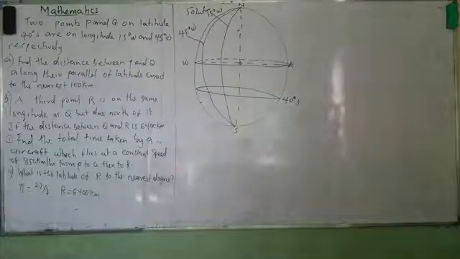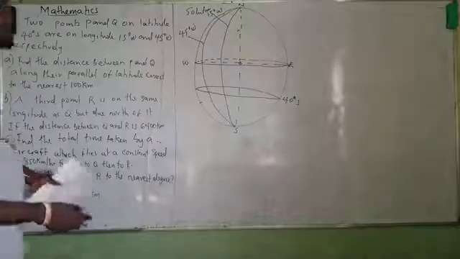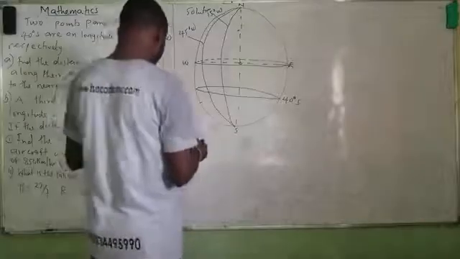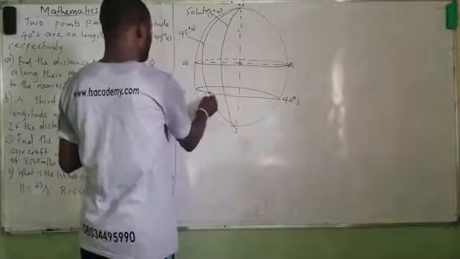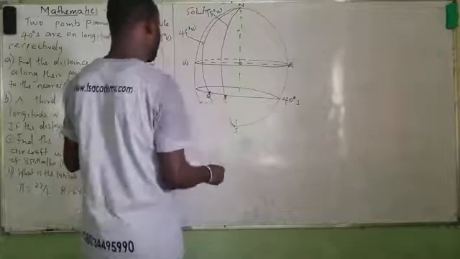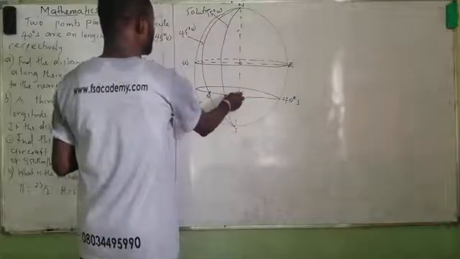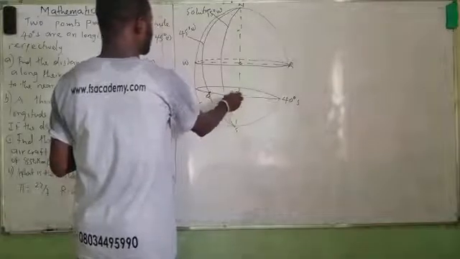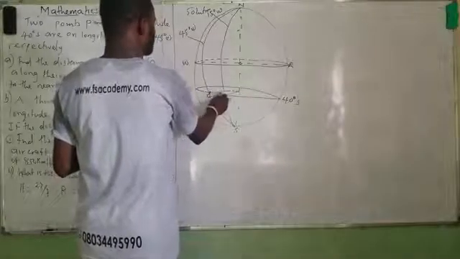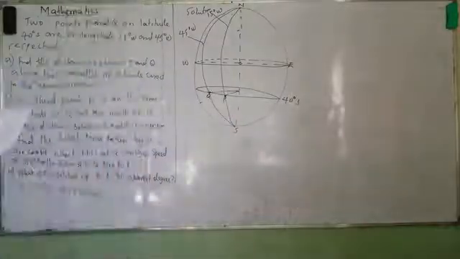Okay, find the distance between P and Q. Now this should be Q and this should be P. Take note of that. This should be P and that should be Q. Don't forget, it will come like this and also like this. That is what we are talking about.